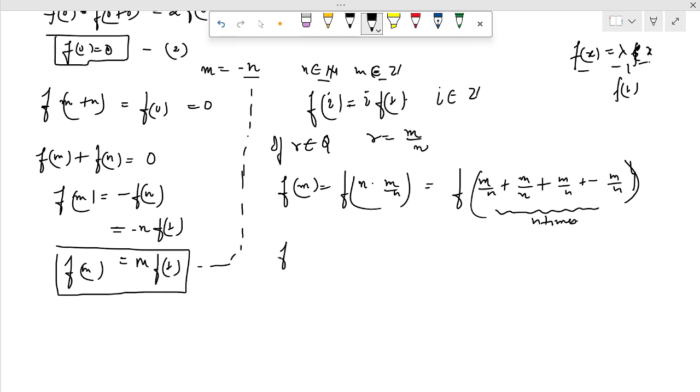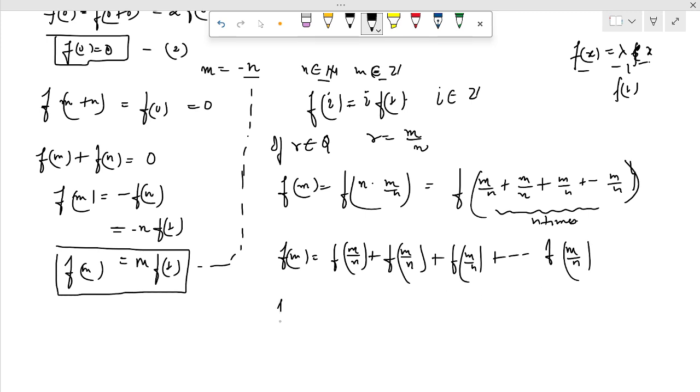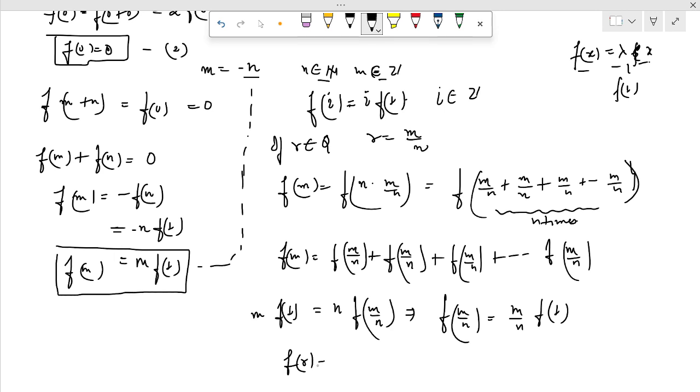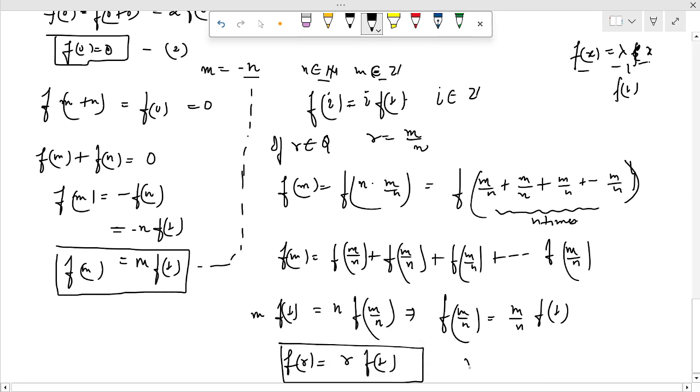So this will give you f(m) is equal to f(m/n) plus f(m/n) plus f(m/n) and so on, n times. So basically this is f(m), which I can write as m f(1), equals n times f(m/n). So similarly, I can write f(m/n) as nothing but m upon n times f(1). Or in general, for every rational number r, I can write f(r) as simply r times f(1). So this is true for all r belongs to Q.